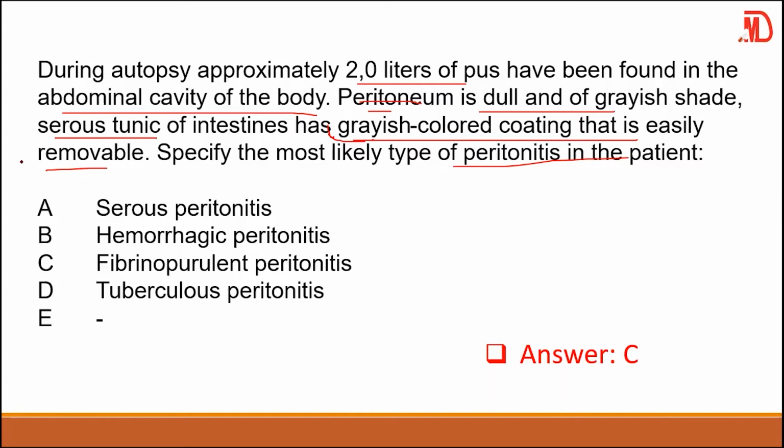Is C. Guys, there's no bleeding, so stop thinking about hemorrhagic. There's no sign of tuberculosis, so stop thinking about tuberculosis. Nothing. Now, when we say serous, it means that the exudate is clear. Now, when I say exudate, you know what exudate is. Exudate means any kind of fluid that is a result of inflammation. That's an exudate. So please, when I start mentioning some of these things, don't get confused or overwhelmed.